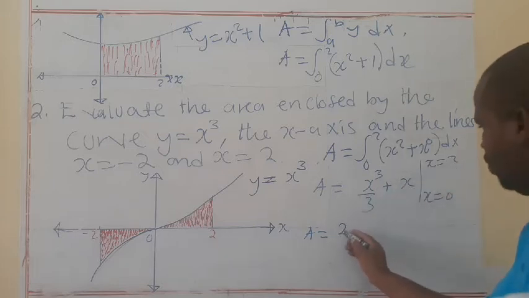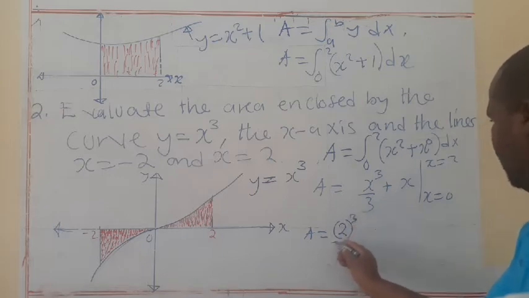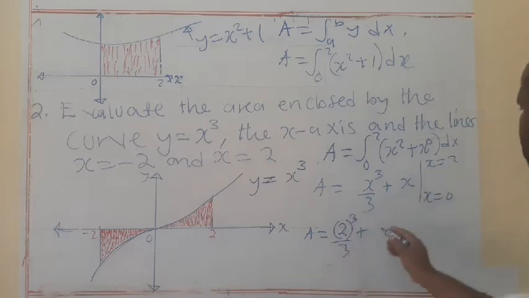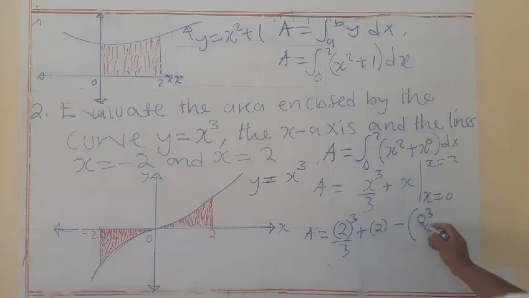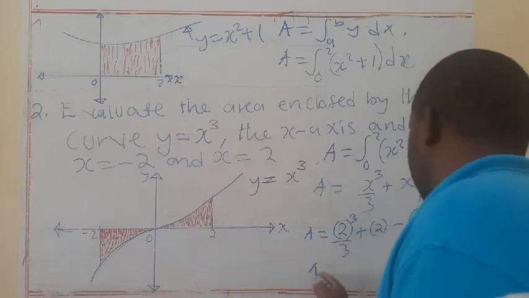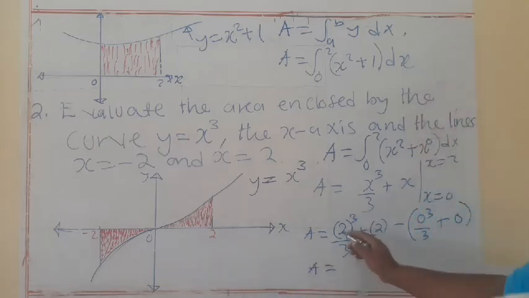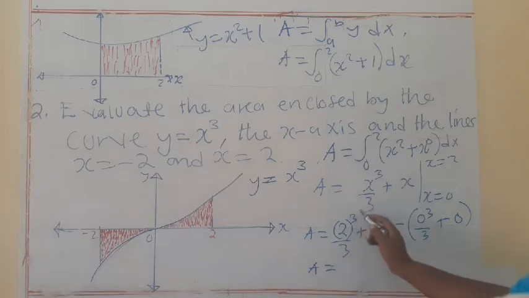So we have 2 to the power 3 divided by 3 plus, again here we put 2, minus, here where there is x we put 0: 0 to the power 3 divided by 3 plus 0. This minus is coming from the theorem. But now, 0 to the power 3 is 0, 3 into 0, so everything here will be 0. So the area shall be equal to, 2 to the power 3 is 8.